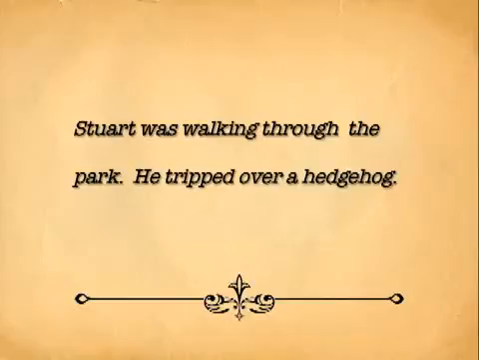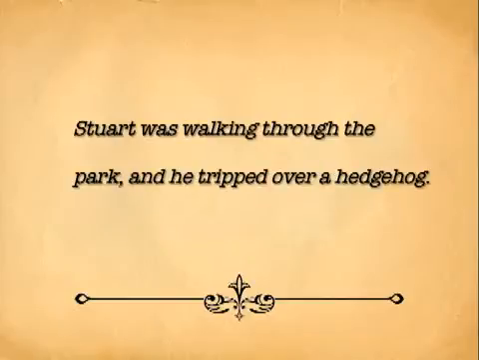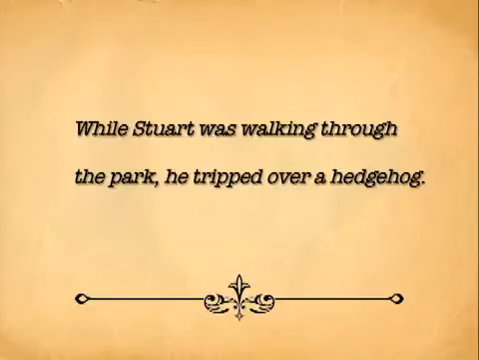Or a coordinated version of these two independent clauses. Stuart was walking through the park and he tripped over a hedgehog. Yet another example that's probably going to be more interesting than the first one is an instance of subordination. We've made one of the clauses dependent. While Stuart was walking through the park, he tripped over a hedgehog.